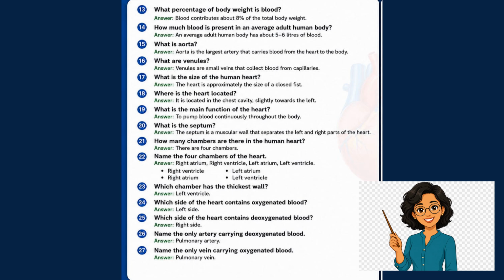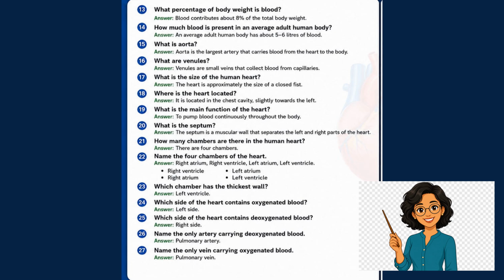Question 13. What percentage of body weight is blood? The answer is, blood contributes about 8% of total body weight. Question 14. How much blood is present in an average adult human body? The answer is, about 5 to 6 liters. Question 15. What is aorta? The answer is, aorta is the largest artery, it carries blood from the heart to the body.